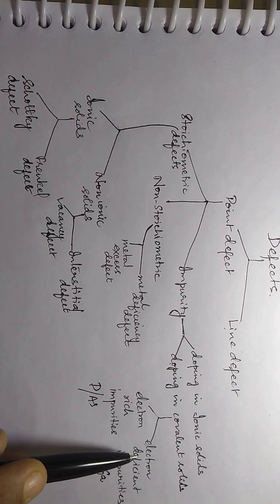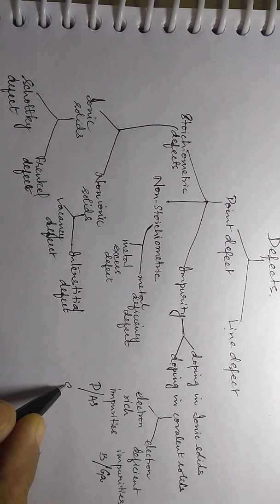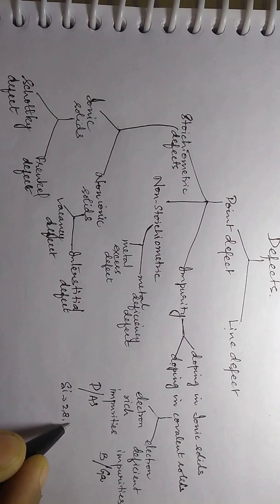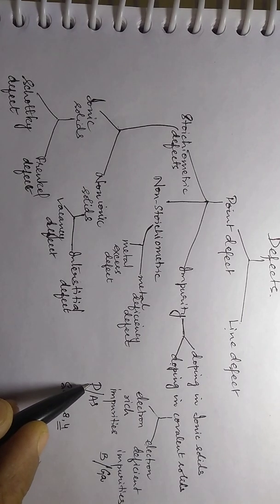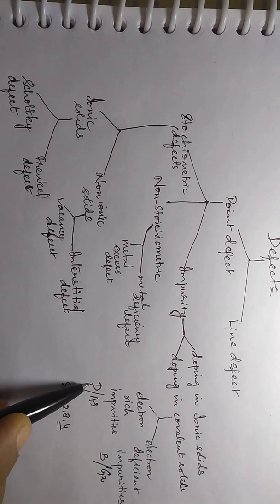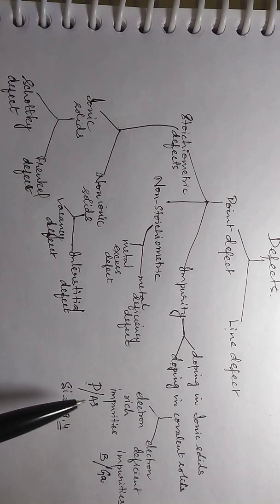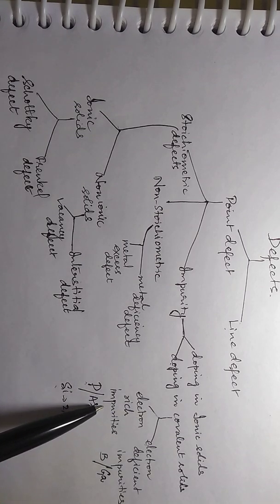Now, why do you call it electron deficient or electron rich? That is because the basic host lattice is that of silicon. Silicon is having a configuration 2, 8, 4. That means 4 valence electrons are there. But the atom that you are introducing as an impurity, say phosphorus or arsenic, belongs to group 15. That means they have 5 valence electrons. So the impurity atom is having more valence electrons than the host atom, and you call it electron rich impurity.